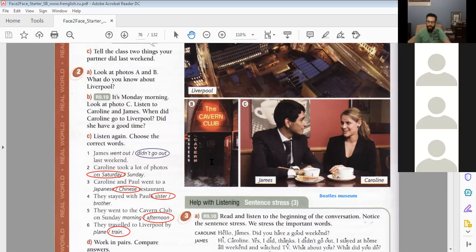Okay, so yeah, Beatles, the Beatles, famous musical band. It's a band. Yes, their hair is big. Yeah.